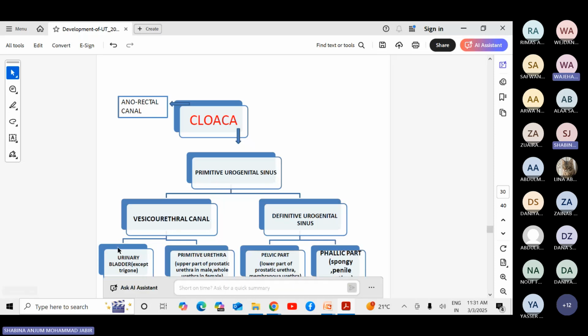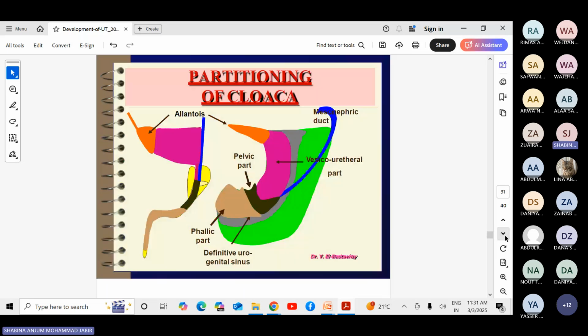So the urinary bladder has two origins. One is from the vesico-urethral canal. And what about the trigone of the urinary bladder? It will develop from the ureteric bud, if you remember. So this is the cloaca.